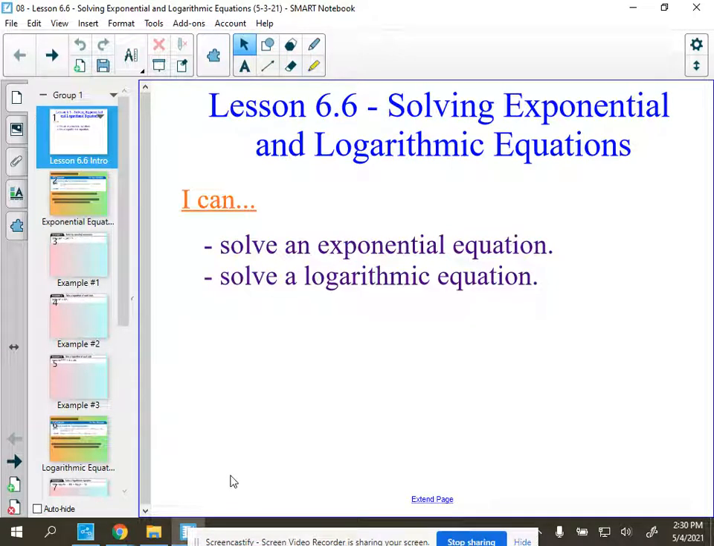Okay, here we go. Welcome to lesson 6.6 notes, solving exponential and logarithmic equations. So it's split exactly like that. We'll do the first half. It's very brief as far as notes go.